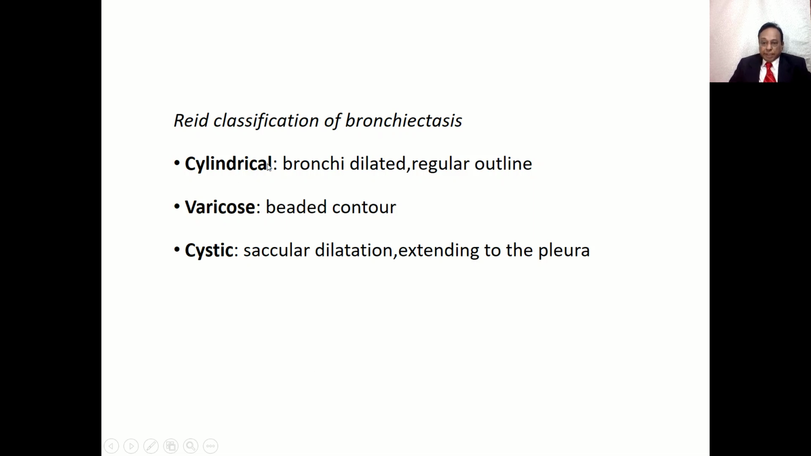Actually, cylindrical is a very mild form. Sometimes it is called fusiform. And this is a varicose one, with a beaded appearance. And cystic is also called saccular bronchiectasis. This is the worst form of bronchiectasis. You cannot do anything, it is very difficult. These all show dilatation of the bronchi. Probably it is the initial stage, then slowly progresses to varicose, then the cystic or saccular stage.